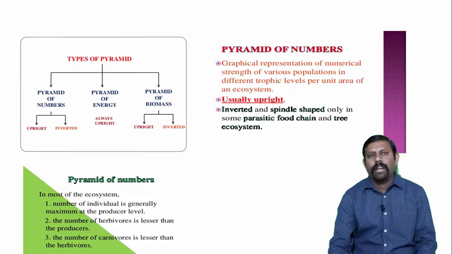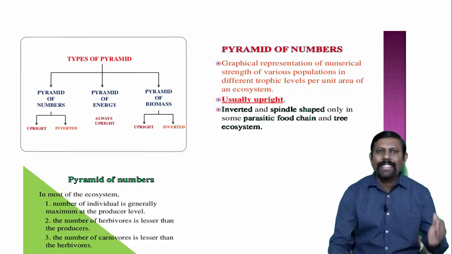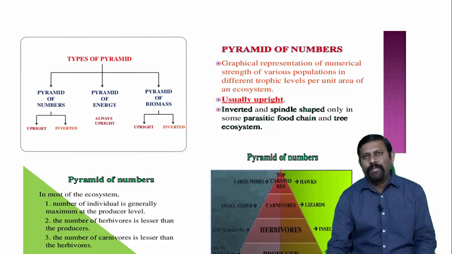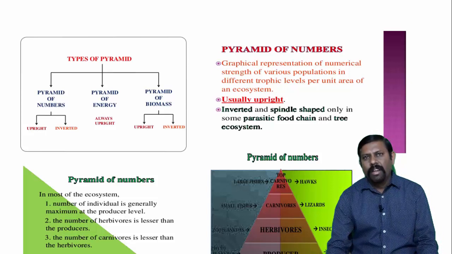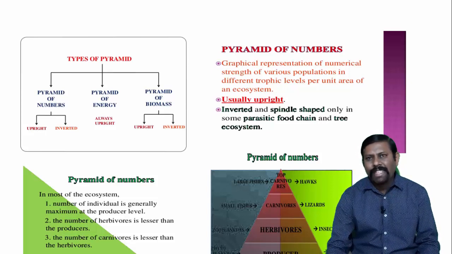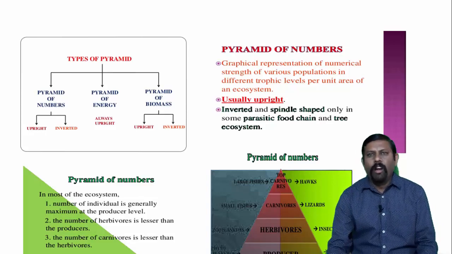The number of carnivores is lesser than the herbivores. This is the pyramid of numbers: producer, herbivore, carnivore. So these are the grass, insects, lizards, hawks. This is the pyramid of numbers.